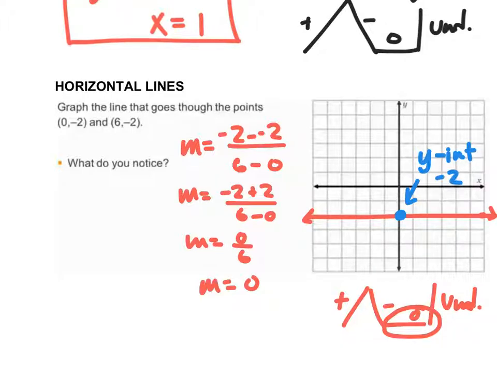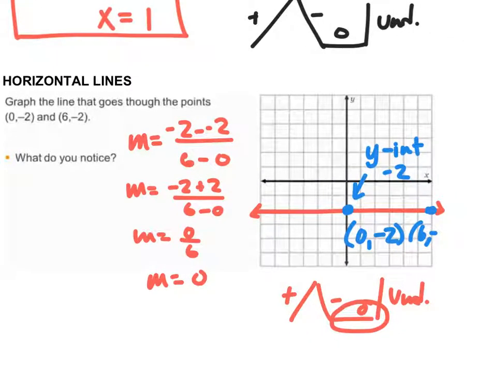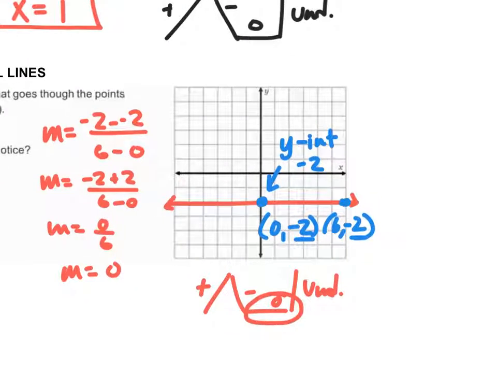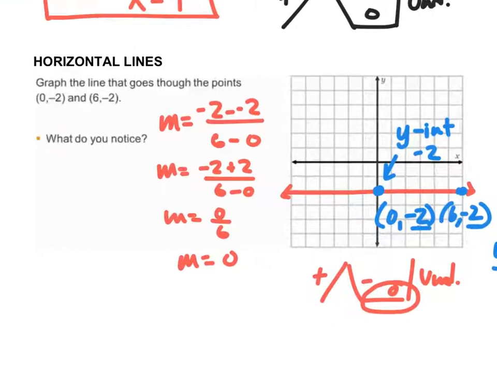Now, a couple other things I know is I have the point (0, -2), and I have this other point (6, -2). With those, notice that the y values are -2. So I'm going to write that the y values are -2 on this line.